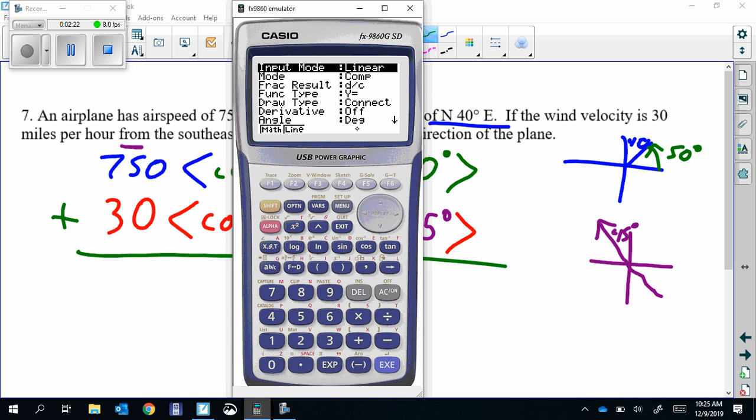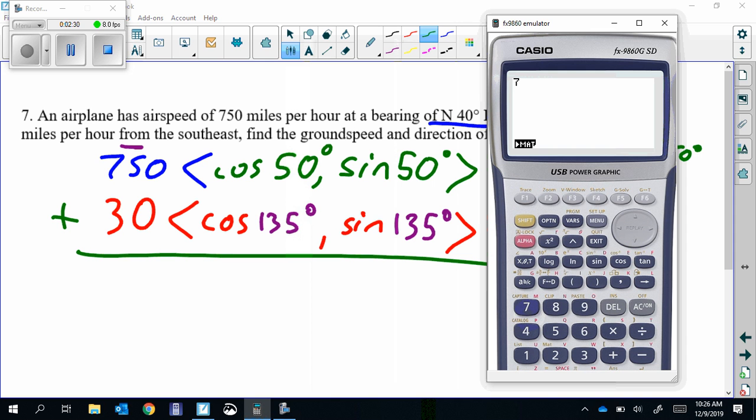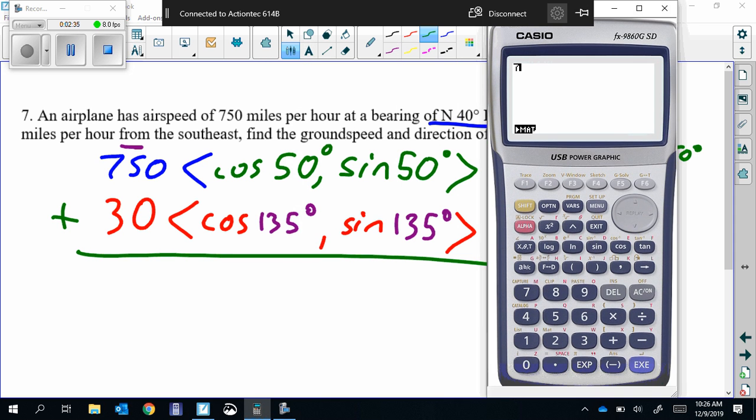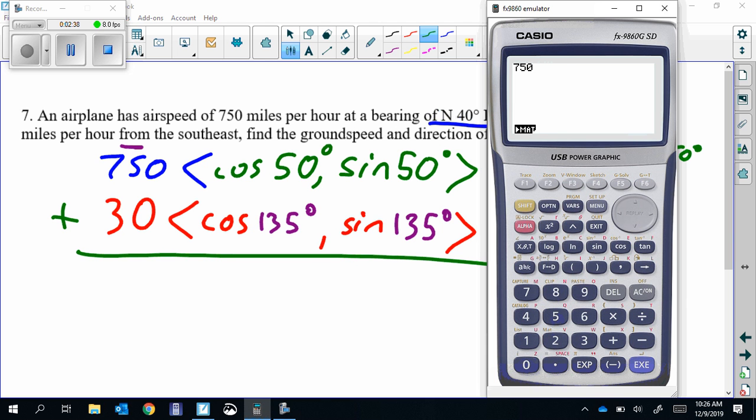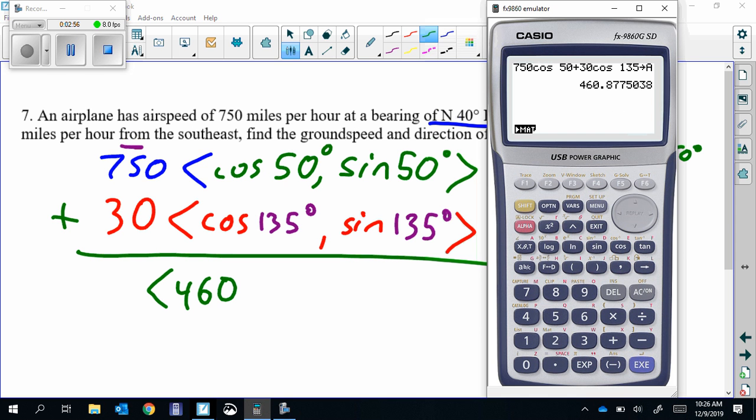As always, make sure you're in the correct setting, degrees for this one, because those are in degrees. 750 cosine 50 plus 30 cosine 135. And we're going to store that so we have it for later. .878.